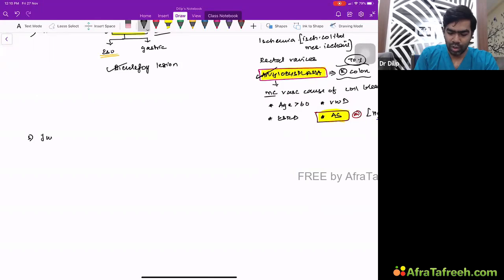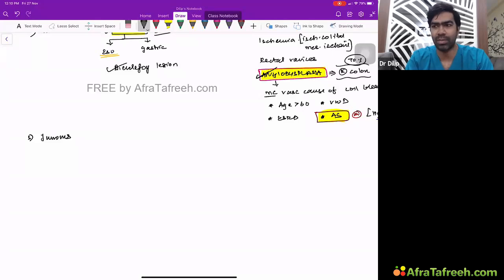Then what about the third category? The third category is the tumors, which are very, very important. Tumors rarely will cause acute bleeds. More often they will cause chronic bleeds, leading to iron deficiency anemia. That's why with an elderly patient coming with iron deficiency anemia, you have to be careful in ruling out a carcinoma, especially of the GI tract.